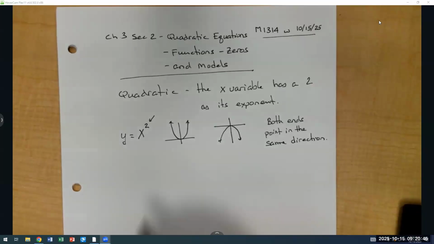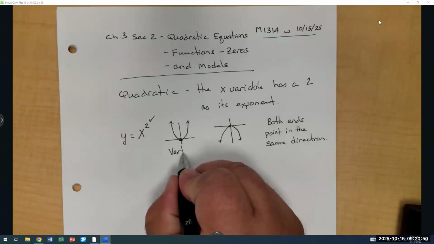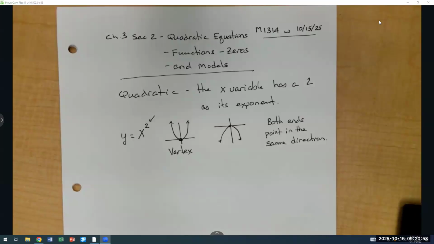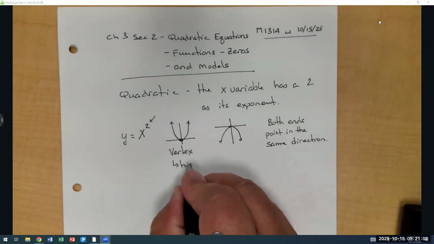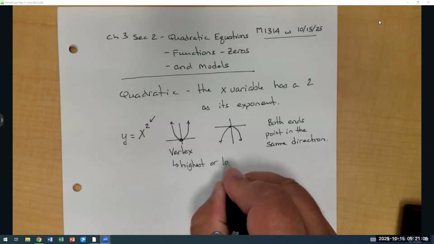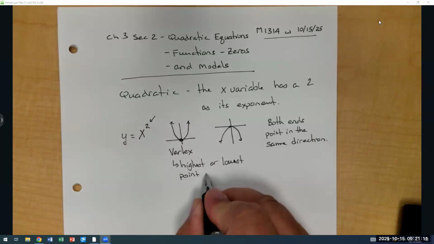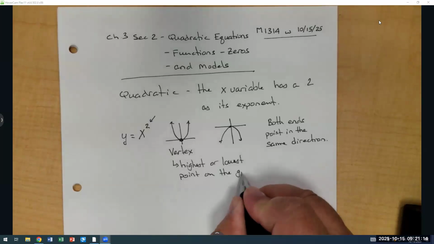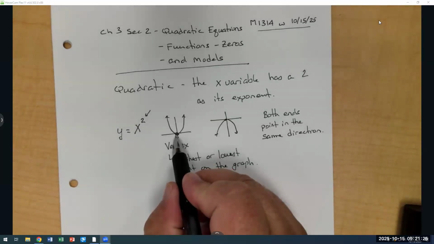Now, since it's quadratic, it also has what's called a vertex. The vertex is the highest or lowest point on the graph. So is this one the highest or lowest point on this one? This one?